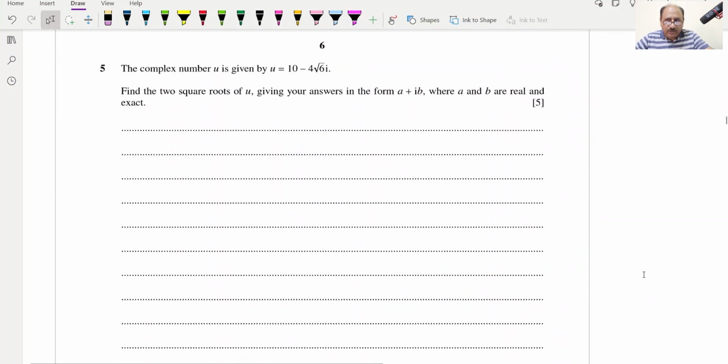Now question number 5. Question number 5 says, the complex number u is given by u is equal to 10 minus 4 square root of 6 iota. Find the two square roots of u, giving your answer in the form of a plus iota b, where a and b are real and exact. So this is a 5 mark question.